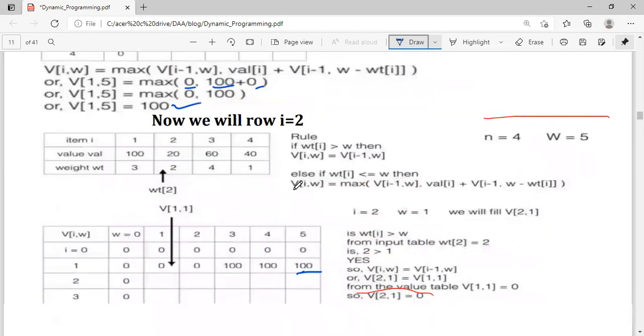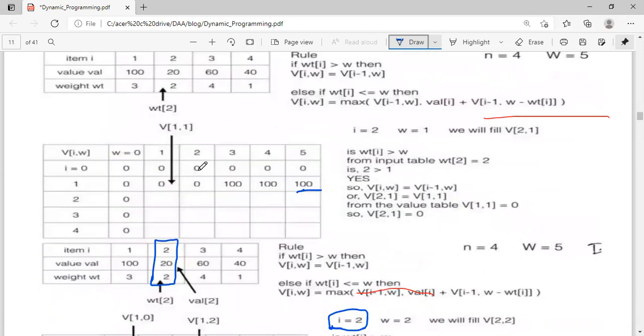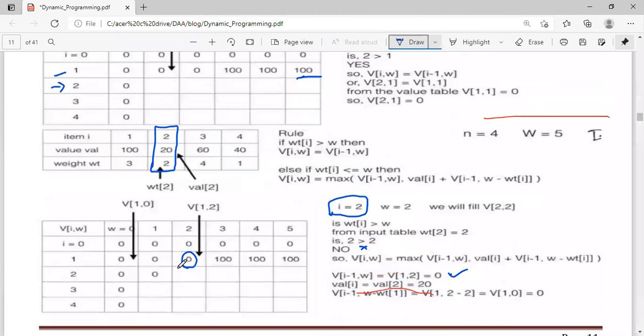So now we will move to the next item. We completed all of item 1. Now we will move to the next item, that is 2. So for the second item, what is the I value? I is equal to 2.